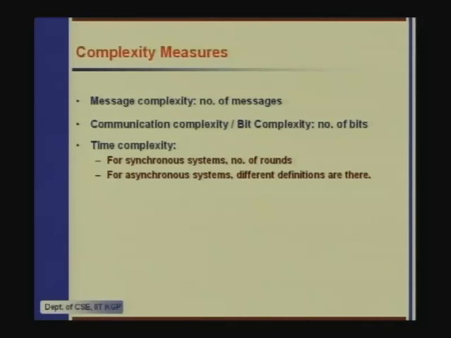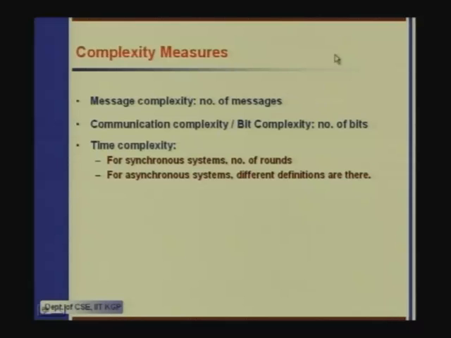Complexity. How do we define the complexity of a distributed algorithm? There are several different metrics for evaluating the complexity. One is the message complexity. How many messages does the algorithm exchange? That gives you an idea, because in many cases the network bandwidth is the main bottleneck. So the number of messages that you need to send, or the message complexity, can actually be an important factor in the runtime of the algorithm.